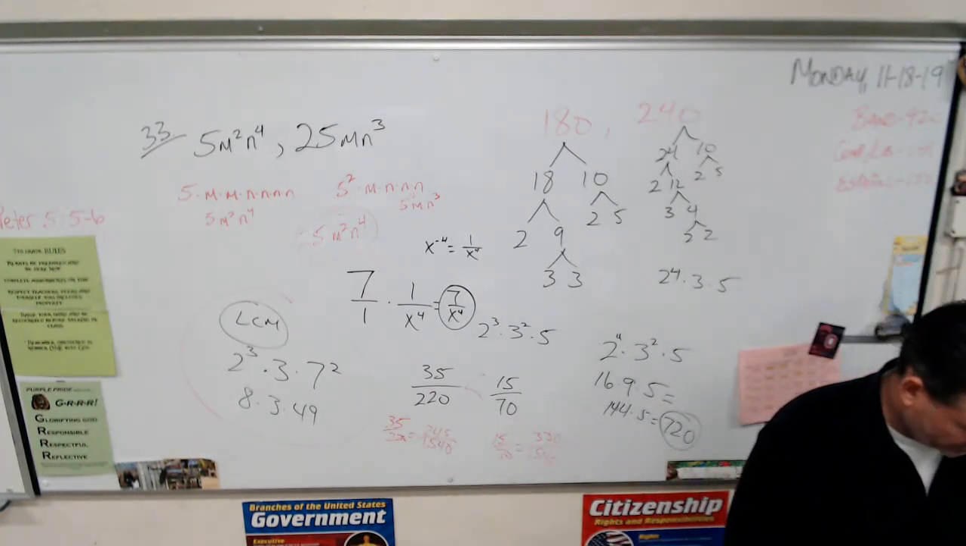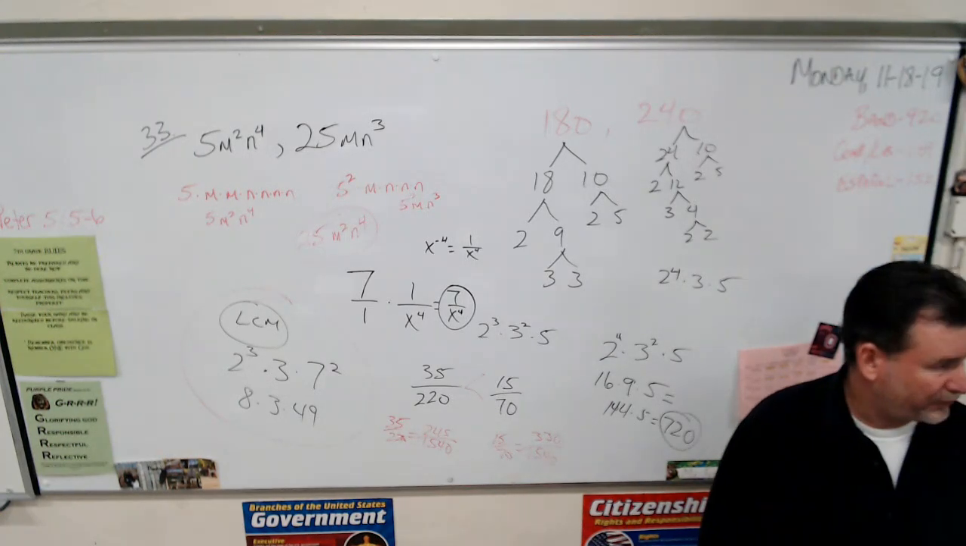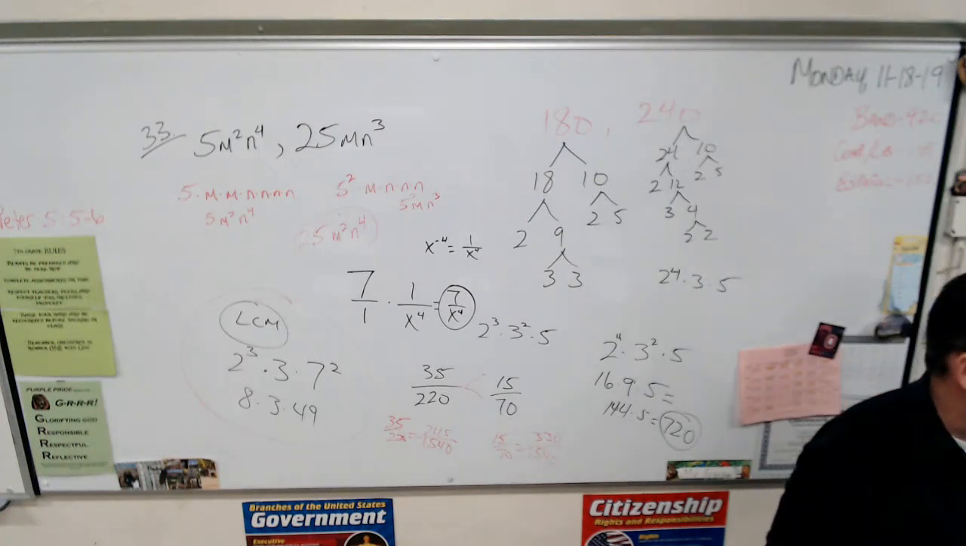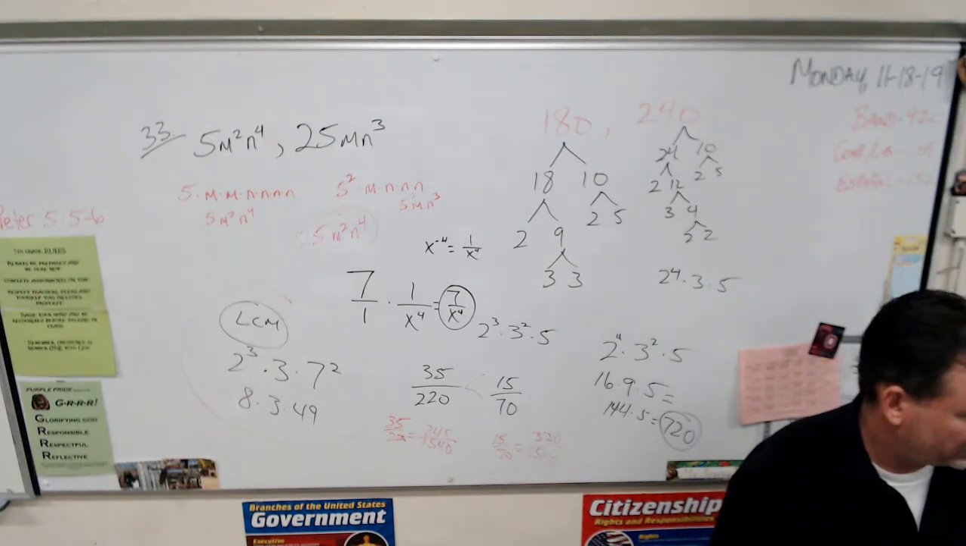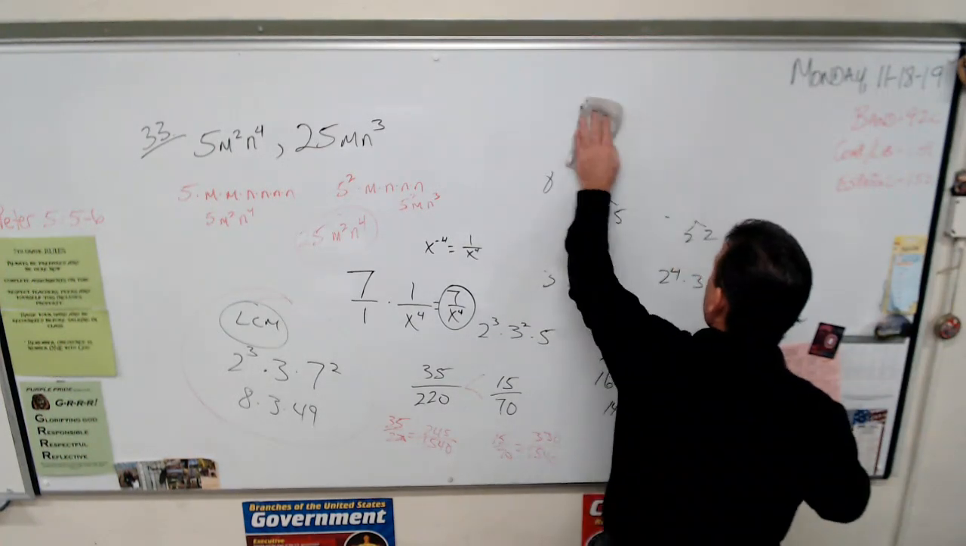Yes, sir. Can you do number 47? 47. Let's just look at the numbers first. Ready? What is 8 over 24 reduced? 1/3. Okay? So far I got 1 over 3. I'm going to have to erase for this.